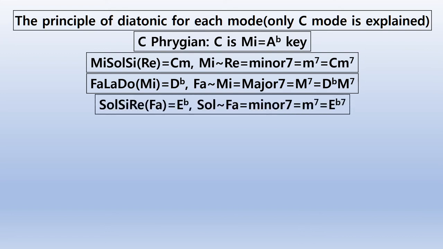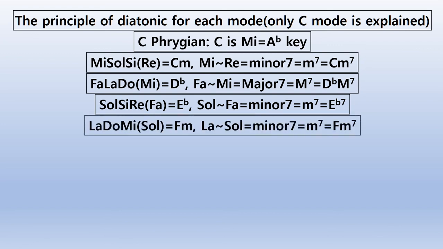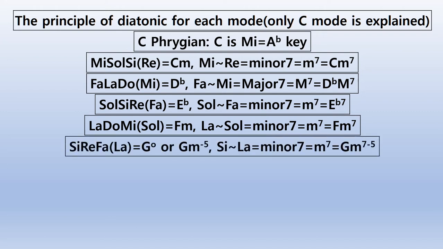The third so si re triad is E flat and the above note pa is a minor seventh from sol, so so si re pa is E flat 7. The fourth la do mi triad is F minor and the above note sol is a minor seventh from la, so la do mi sol is F minor 7. The fifth si re pa triad is G diminished or G minor flat 5, and the above note la is a minor seventh from C, so si re pa la is a G minor 7 flat 5 chord.